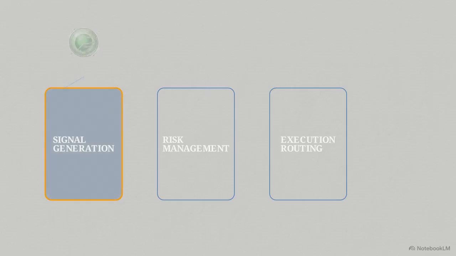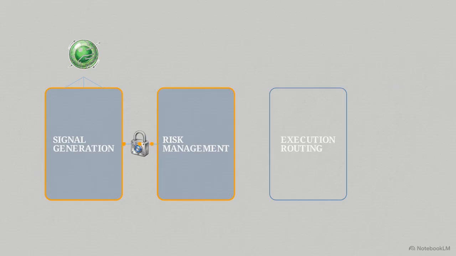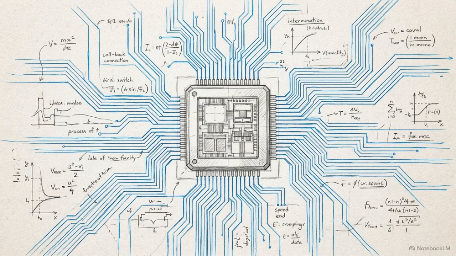The first module is the signal generator, responsible for parsing disparate data to identify a statistical edge. The second is the risk engine, which calculates position sizing and enforces absolute drawdown limits. The third is the execution router, engineered to navigate the order book and ensure regulatory compliance. The successful orchestration of these 3 modules transforms theoretical market inefficiencies into an automated software architecture.